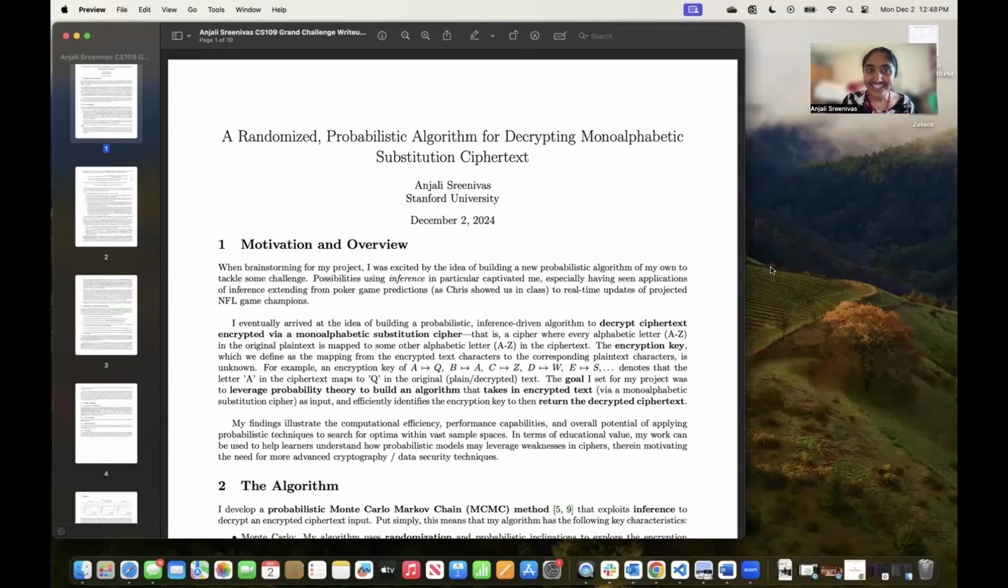Hi, my name is Anjali, and I'm super excited to tell you about my 109 project where I built a randomized probabilistic algorithm for decrypting monoalphabetic substitution ciphertext. So, what does that mean?